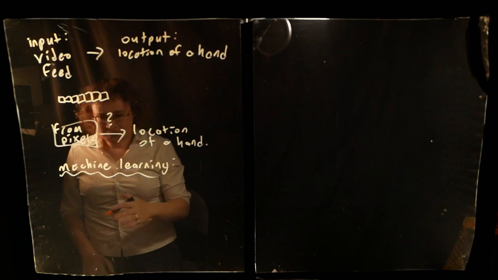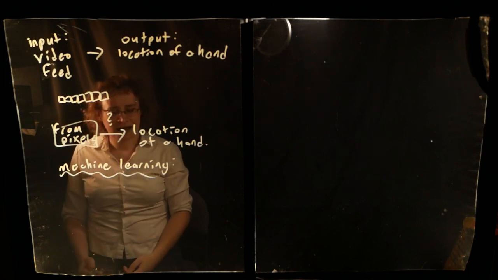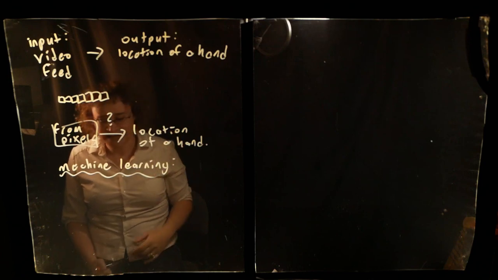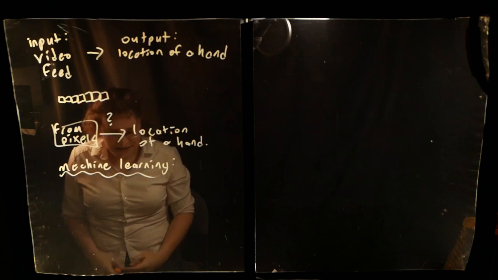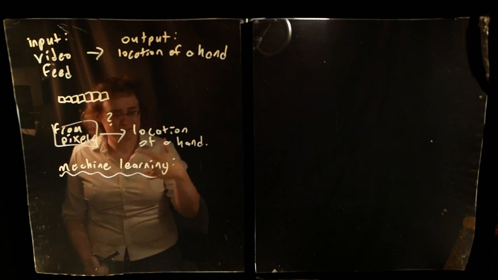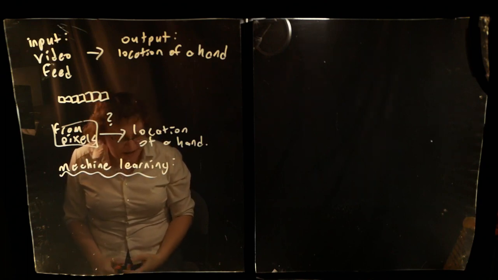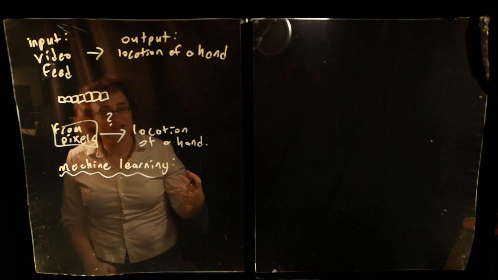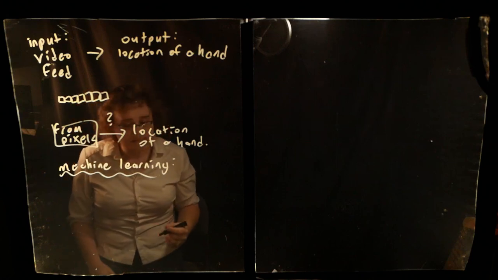Well, in order to do this, we need to have some way of defining what a hand is. And again, we cannot tell it directly what a hand is because a hand is too complex and the number of possible hands is too complex. So instead, computer scientists have developed algorithms that allow us to teach a machine what meets certain qualifications.